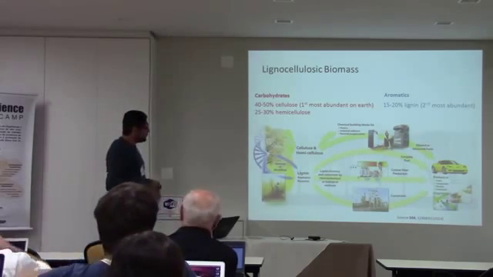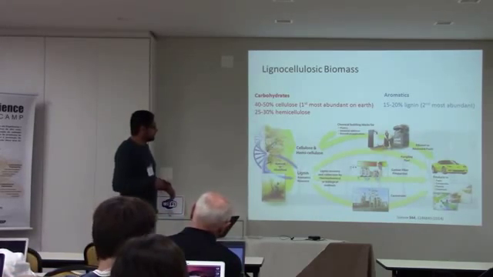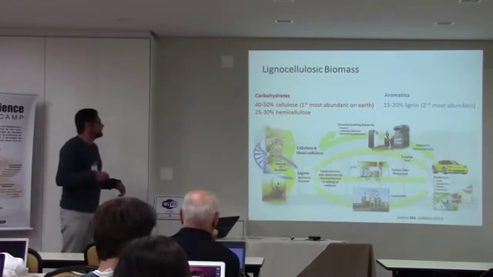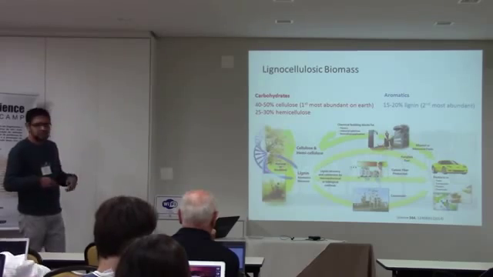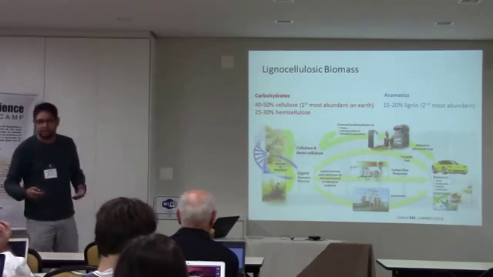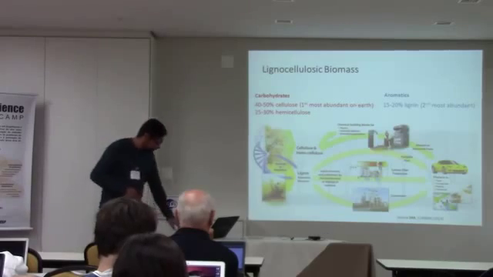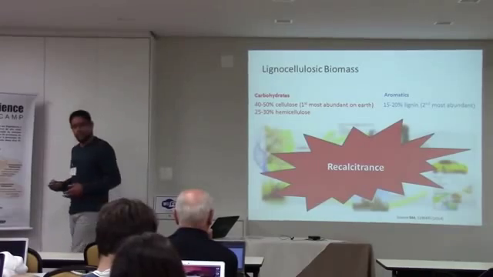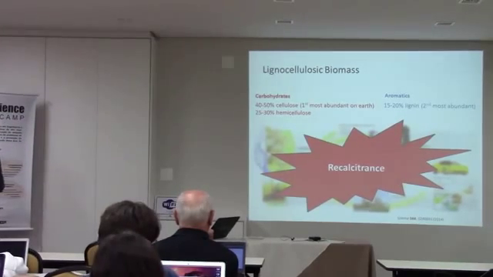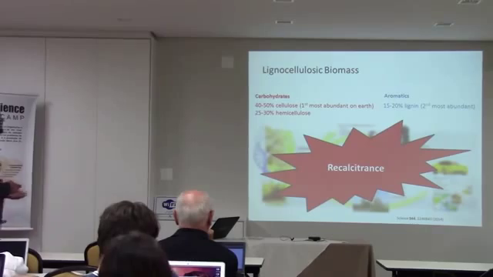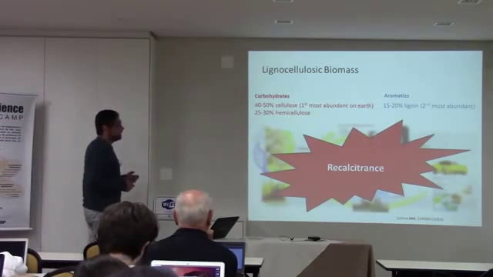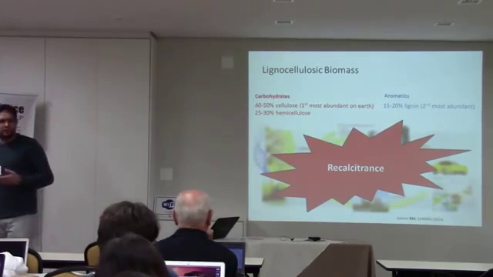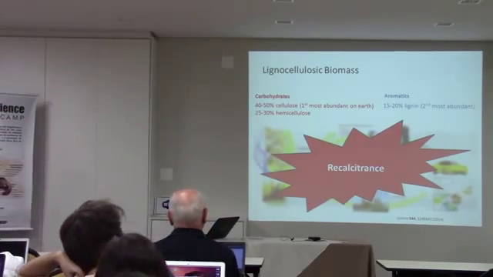So here we have a scheme, so you can see how different things can be built in a sustainable way from cellulose, hemicellulose, and lignin, which are the components of the cell wall. But to do all of these processes is not really easy because we have what we call cell wall recalcitrance. Cell wall recalcitrance is actually the natural resistance of the cell wall to be deconstructed.